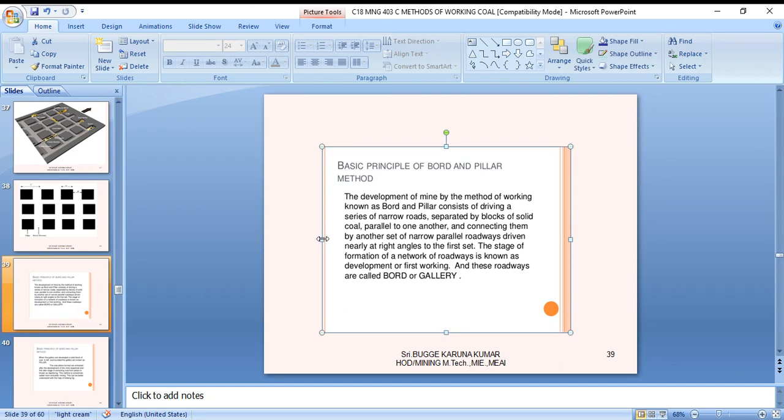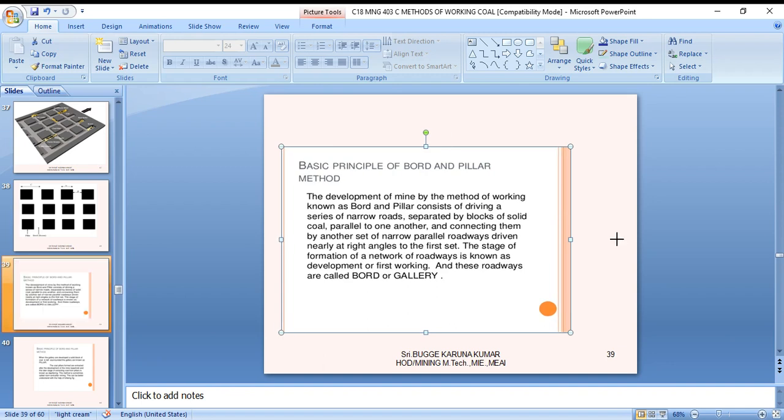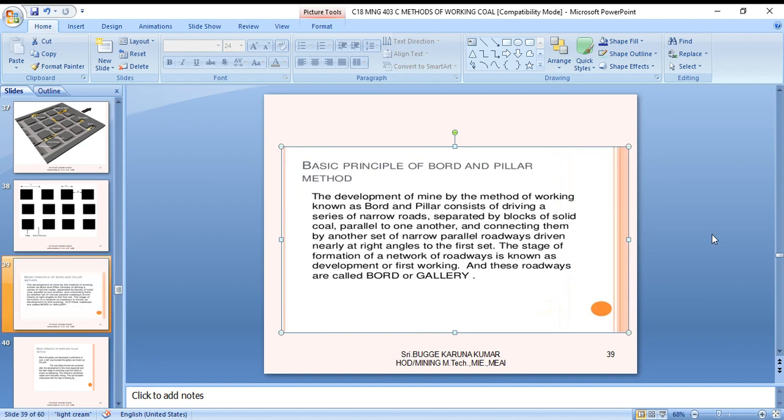Basic principles of board and pillar. The method of working known as board and pillar consists of driving a series of narrow roads, separated by blocks of solid coal, parallel to one another, and connecting them by another set of narrow parallel roadways driven nearly at right angles to the first set.